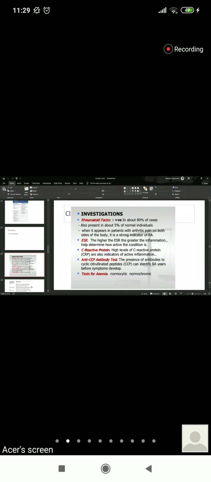So rheumatoid factor. Yes, rheumatoid factor is positive in about 80% of cases. But 5% of normal individuals also have it; when it appears in patients with arthritic pain on both sides of the body, it is a strong indicator of rheumatoid arthritis. You can get 20% of patients with seronegative rheumatoid arthritis. Then ESR, as you know, CRP is high in severe rheumatoid arthritis. So by seeing a high CRP, you can't diagnose septic arthritis. Sometimes people, when they see a very high CRP, think it's only infections.